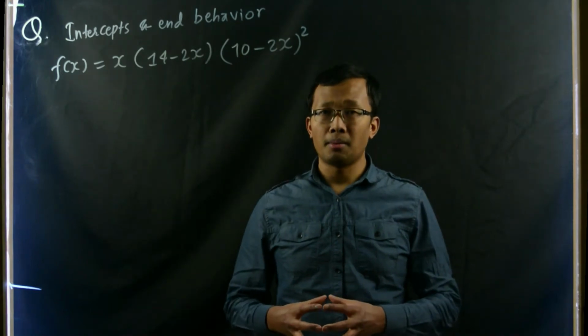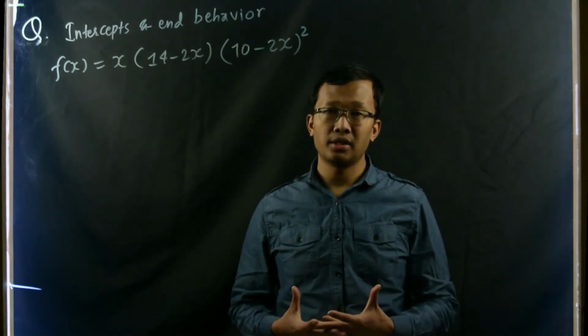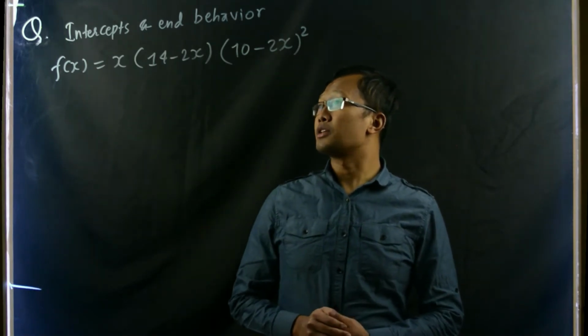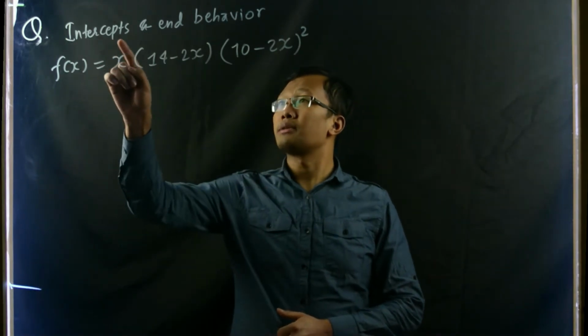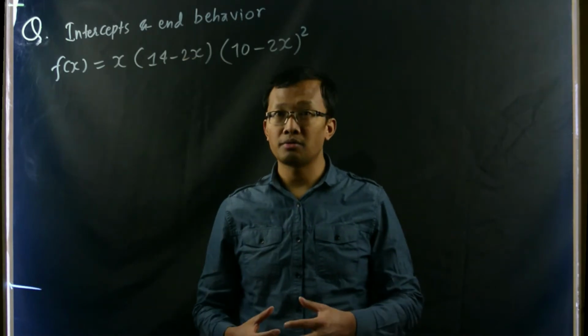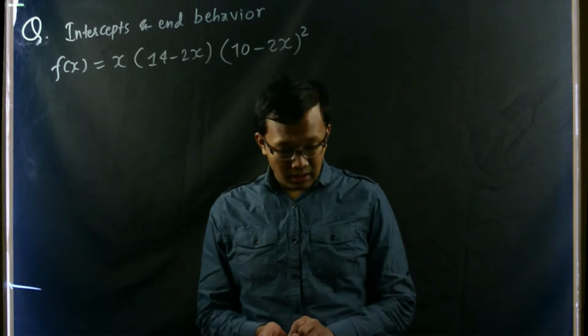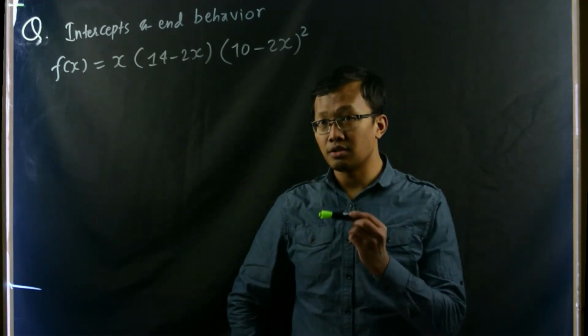Let's do a problem about polynomial functions. This problem is taken from a book, and it asks us to find the intercepts and end behavior of a polynomial function, which is given in this way. First of all, let us find the end behavior of this function.